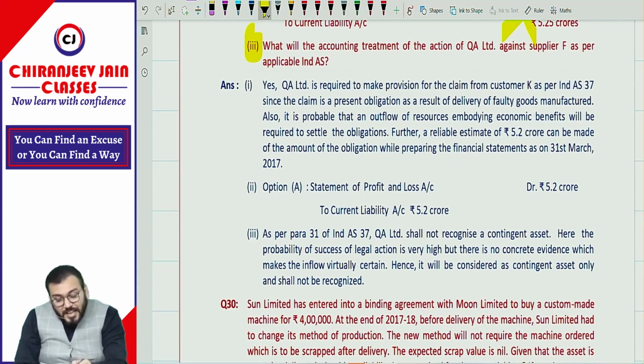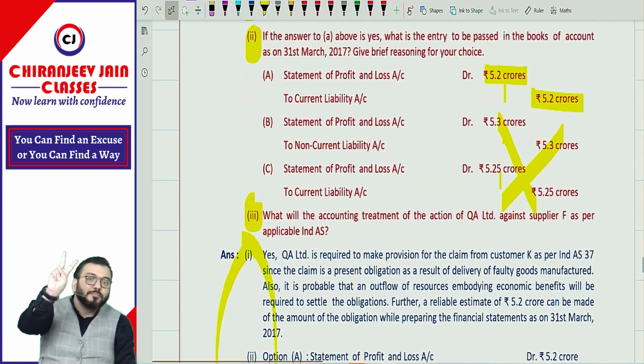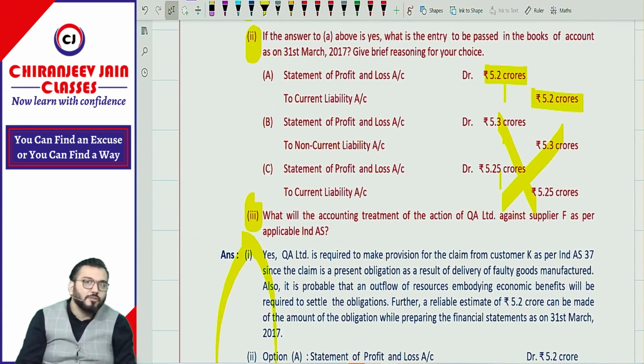Understood? This answer is not at all important. Two things are important, concept and question. So you can write it down by your own.